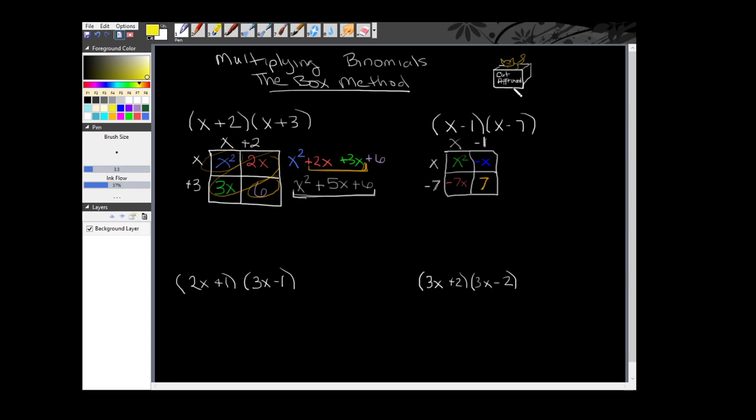So then when I go to add together my like terms, again, I'm looking across the diagonals. So I have an x squared. And then across this diagonal, I have a negative x and a negative 7x. That's a total of negative 8x. And then lastly, I have my plus 7. And this is my final solution for this box problem.